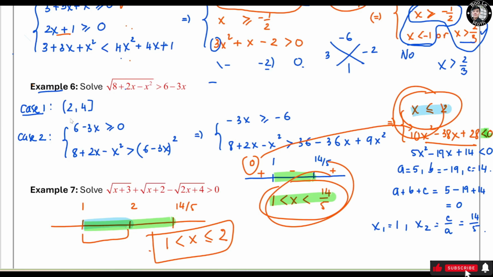So your final solution should be (2, 4] union (1, 2], right? And then if you combine these two, it's actually from 1 to 4, right? This is the final answer, and it's time to stop.